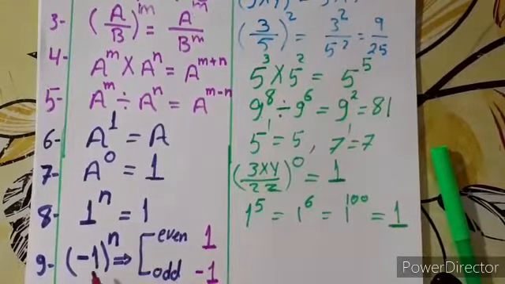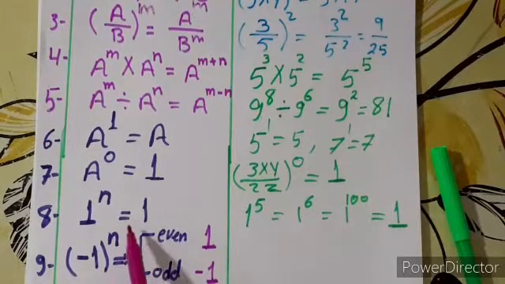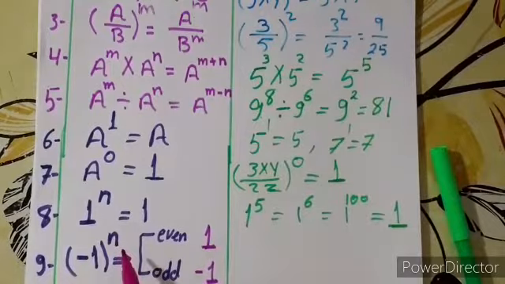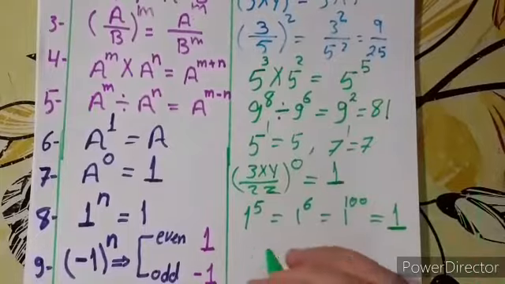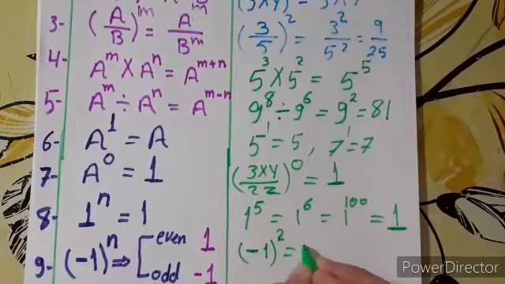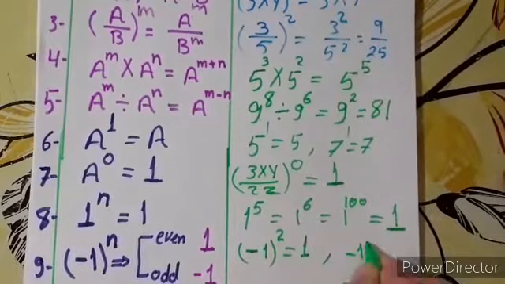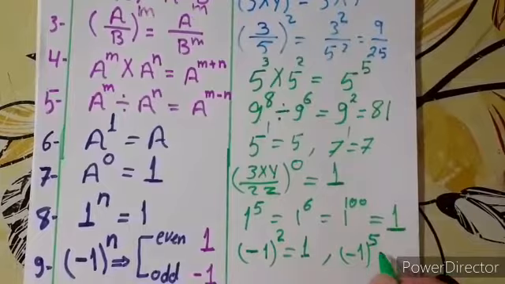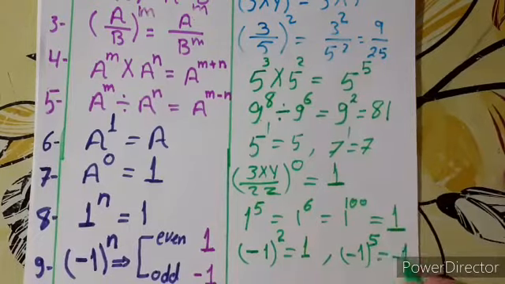So -1 power any number, if this number is an even number, the result is 1. But if this power is an odd number, the result is -1. For example, -1 power 2 equals +1. But -1 power 5, note that 5 is an odd number, equals -1.